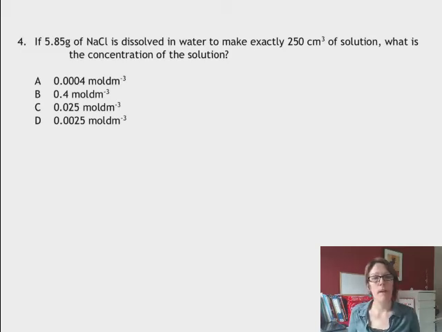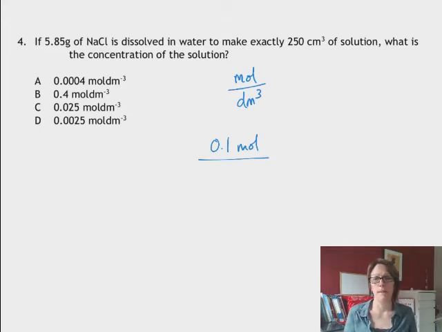Number 4, we've got a mass in grams for sodium chloride, and we've got a volume in centimetres cubed, and we need moles per decimetre cubed for my concentration. So that's the calculation I'm going to do. I'm going to need to turn mass in grams into moles. Checking out on the periodic table, the molecular mass of sodium chloride is 58.5, so it turns out that there is 0.1 moles there.